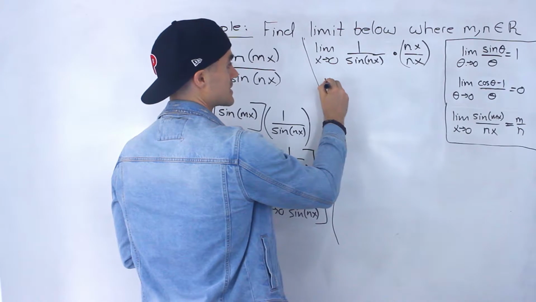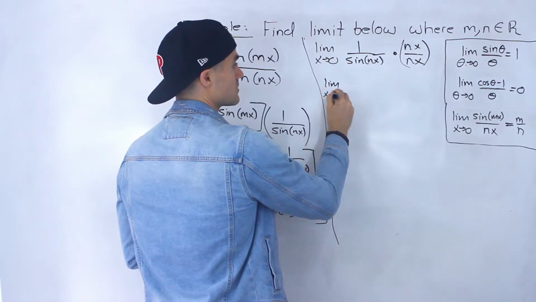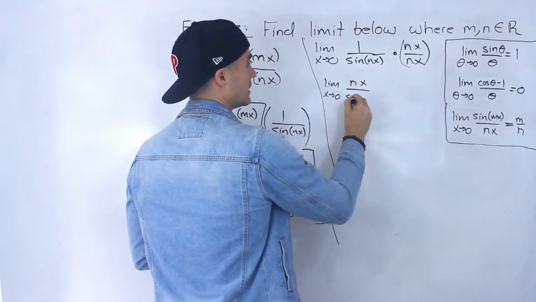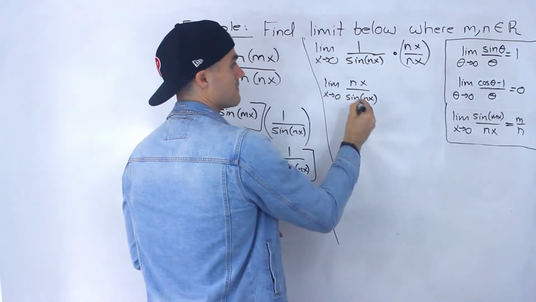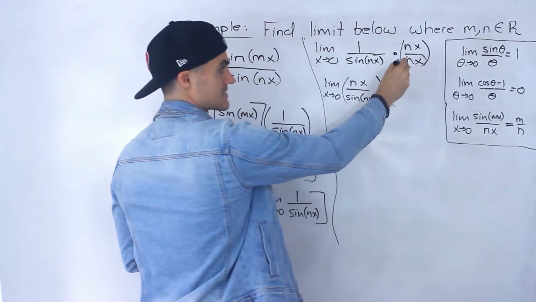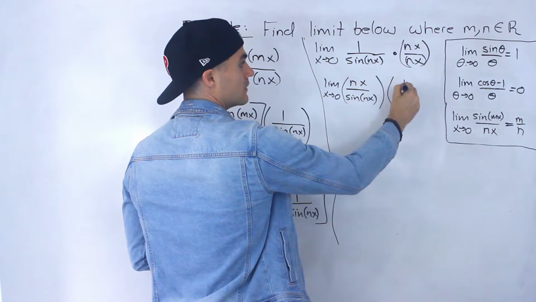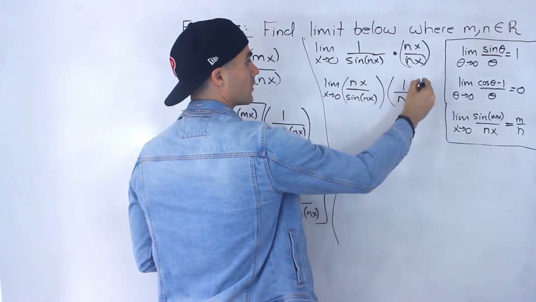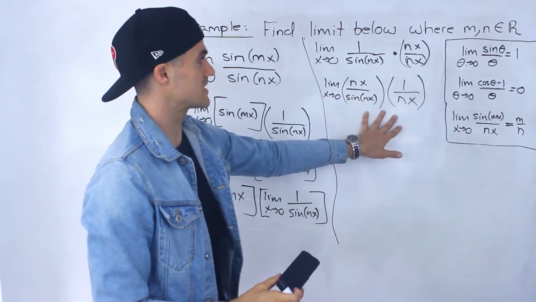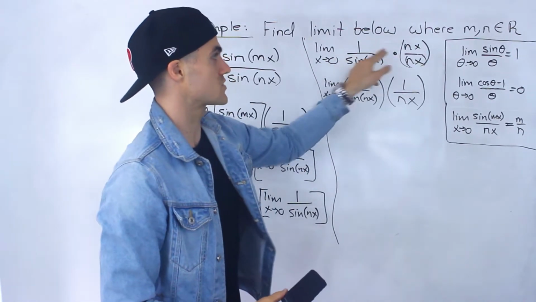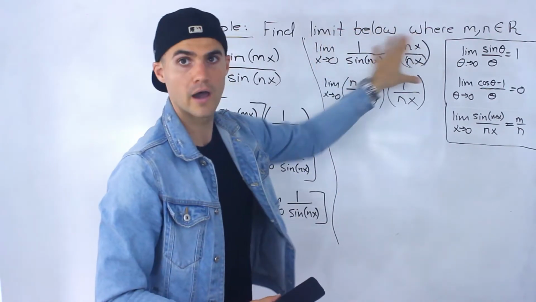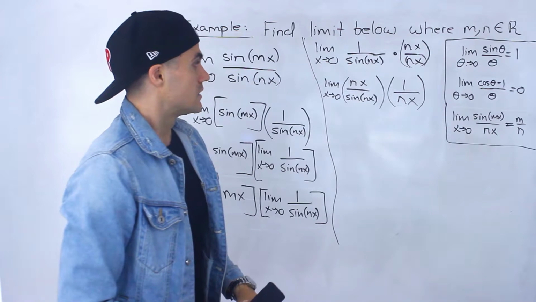So I'm going to rewrite this as the limit as x approaches 0 of nx over sine nx, like that. That's going to be one expression multiplied. Notice that this nx is still remaining in the denominator, so I'm going to write this as 1 over nx. Right, so this and this are the same thing. I just basically switched this 1 and this nx. And you can do that because we're multiplying here.